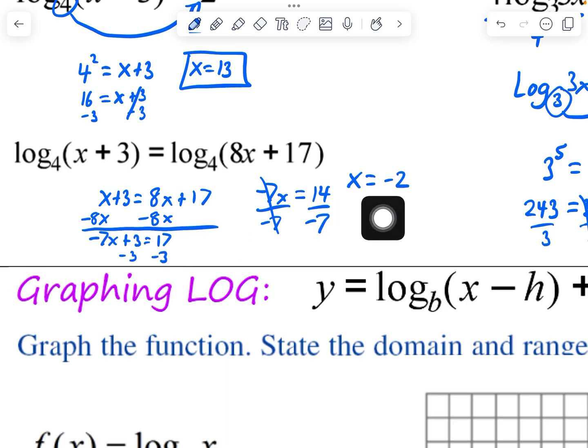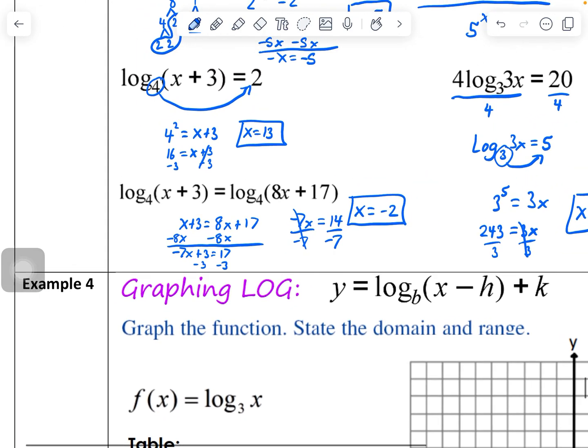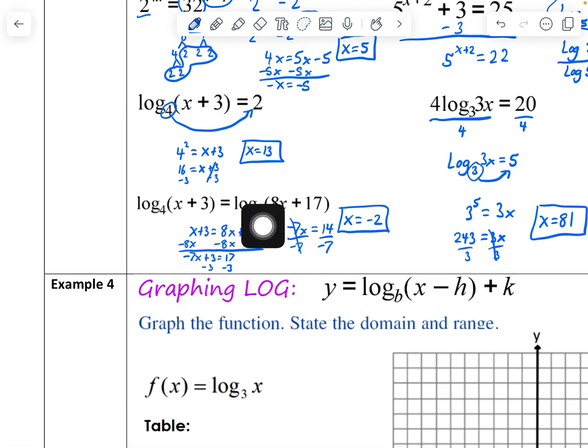If we take negative 2 and plug it in, we just want to make sure that it works out. So if I do negative 2 plus 3, I do get a positive number. And then if I do negative 2 here, I would get negative 16 plus 17, so that does end up being positive 1. So it does work out. It's a good solution. So just be really careful with those negatives, because sometimes they do result in no solution if it's the log of both sides.